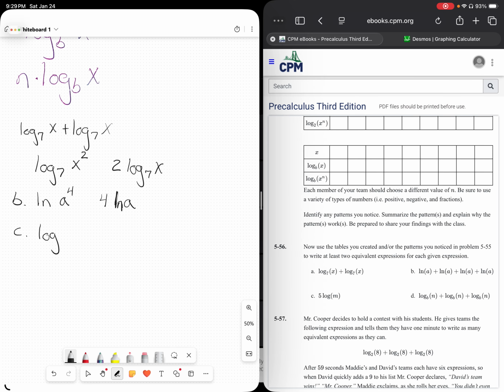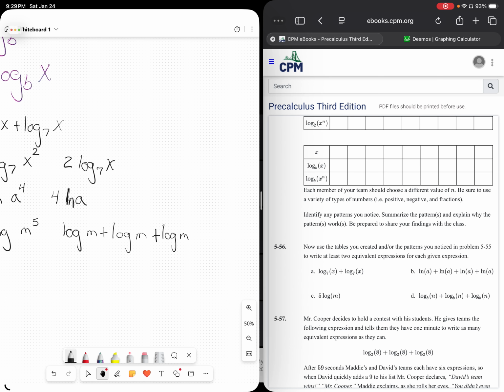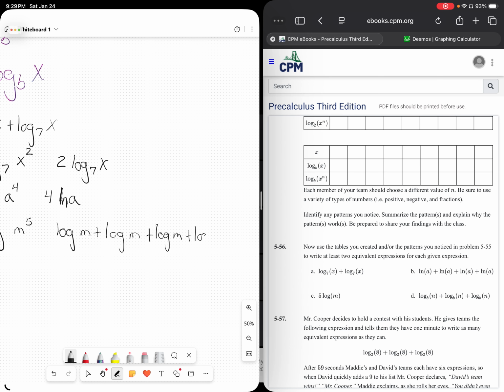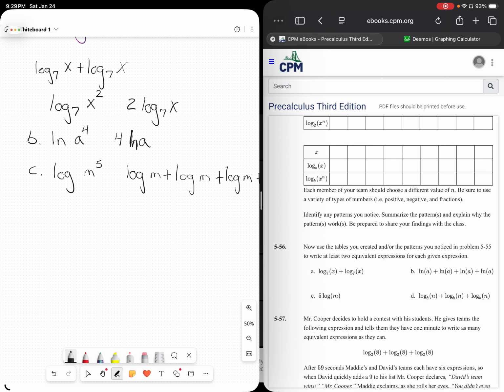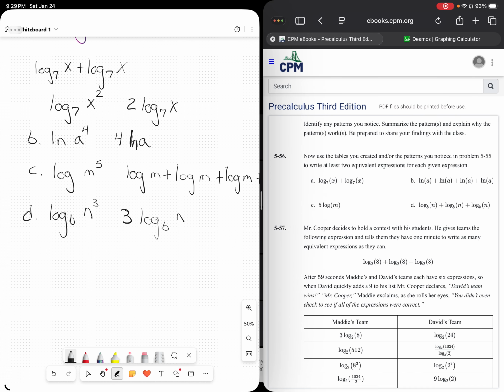Okay, on c, this is just kind of going backwards. You could write log base 10, sorry, of m to the fifth. Or we could write log m plus log m, right? Like we could write this out 5 times to get that same solution that we just got. Okay. Looking at D, this is log base b of n to the third, or again, we could write 3 log base b of n.